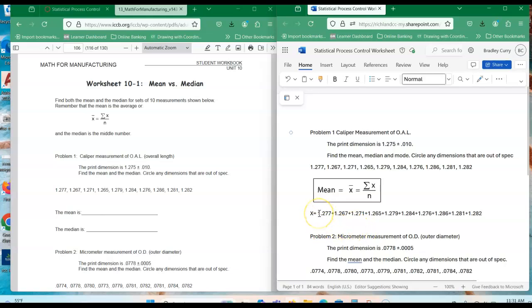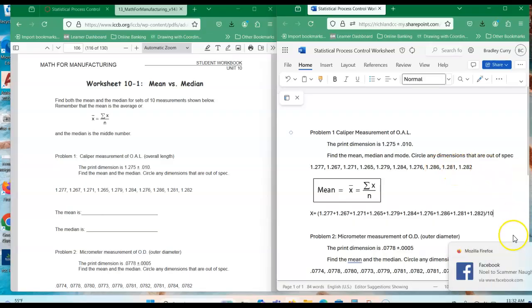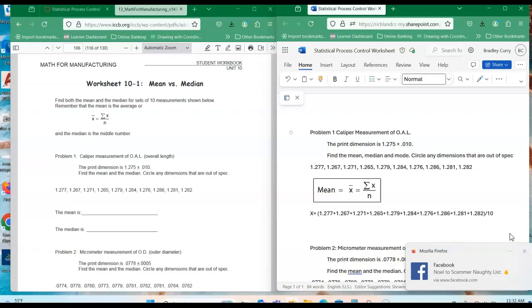Now, in your calculator, we have to add all of these together before we divide. So I'm going to put parentheses here and a parenthesis over there. That makes sure those will all be added up first, and then we divide that by the total number of data in our set. So let's see, that's 1, 2, 3, 4, 5, 6, 7, 8, 9, 10. So I'm going to divide that by 10.